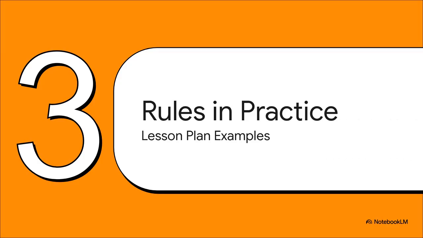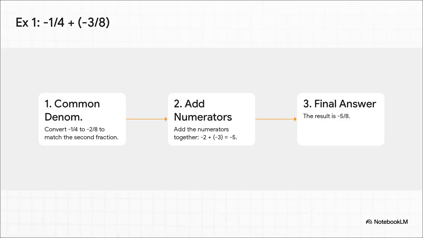Okay, so we've got the rules. But rules can feel a little abstract, so let's make this real. We're going to walk through the exact examples from that 6th grade lesson plan. All right, first up, we're adding 2 negative fractions. Now to do that, you need a common denominator, right? So we change -1/4 into -2/8. Simple enough. Now we can just add them together.